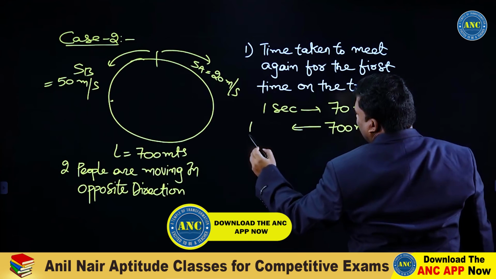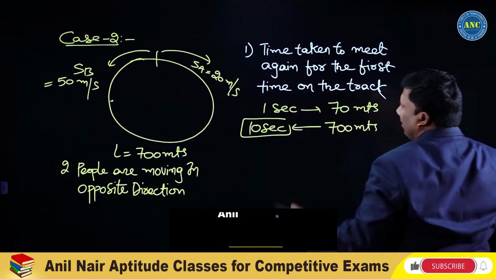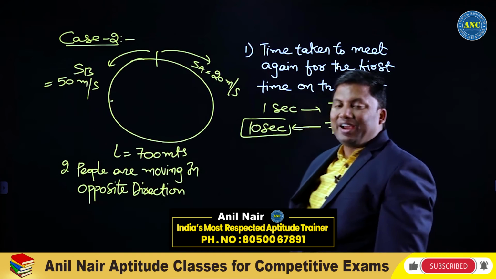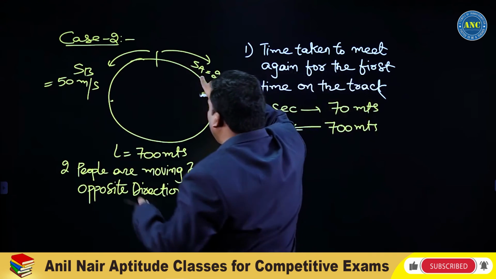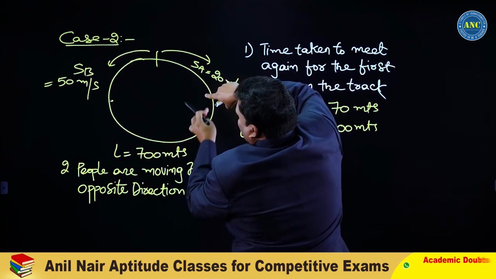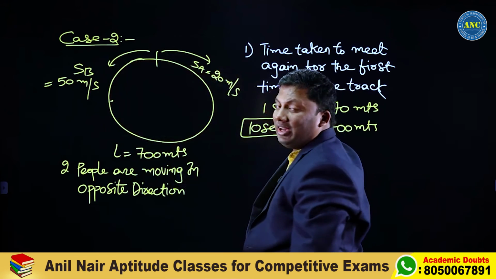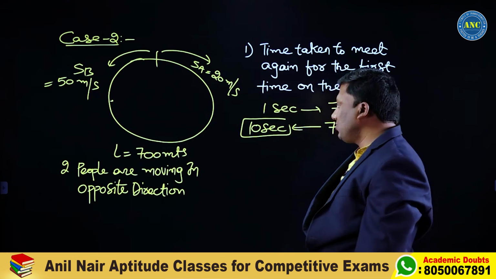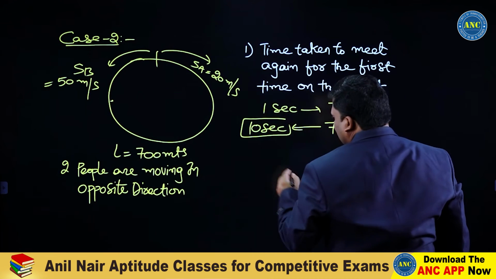That means they meet again after 10 seconds. I hope the idea is clear. Sir, why did you take 700 meters? If one travels y, the other travels 700 minus y, so the total is 700. After 10 seconds they will meet.